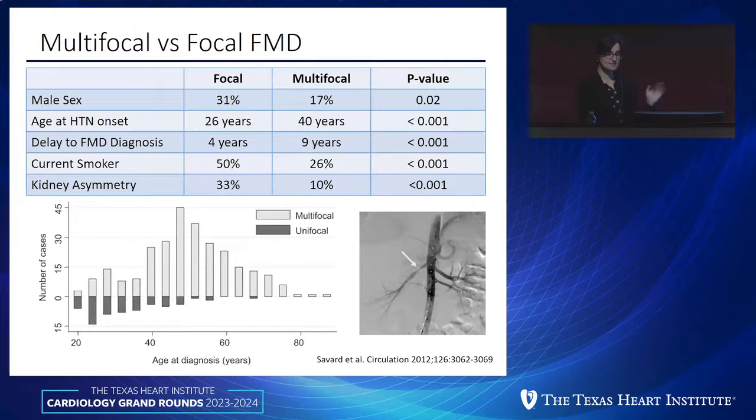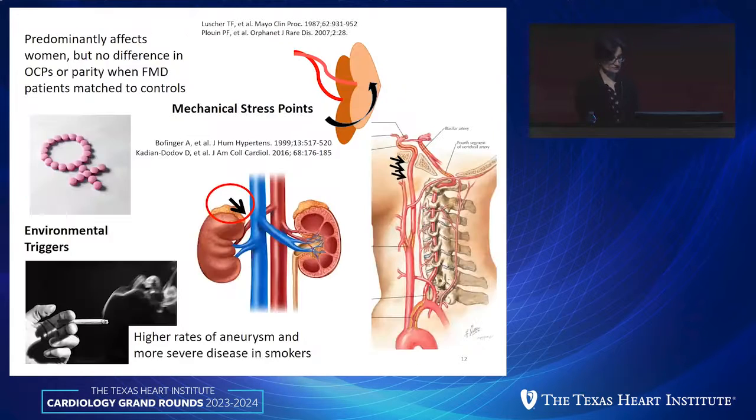So this is some data on multifocal versus focal FMD. Focal FMD tends to affect the younger patient. Multifocal, more kind of 40s, 50s, and beyond is when they're typically diagnosed. We see men affected more frequently with focal disease. And so that's another important distinguishing feature.